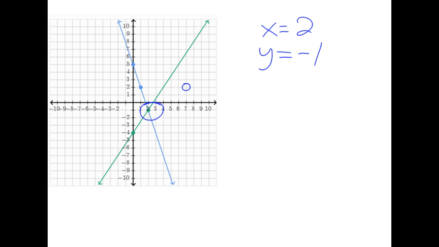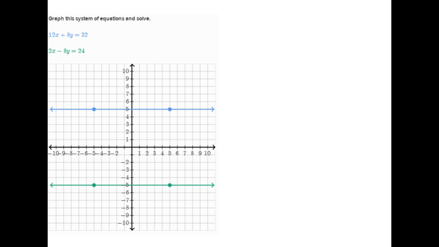Let's look at another problem. Another problem, okay, we do the same process. You're going to do the same thing again. So the first equation is 12x plus 8y equals 32.